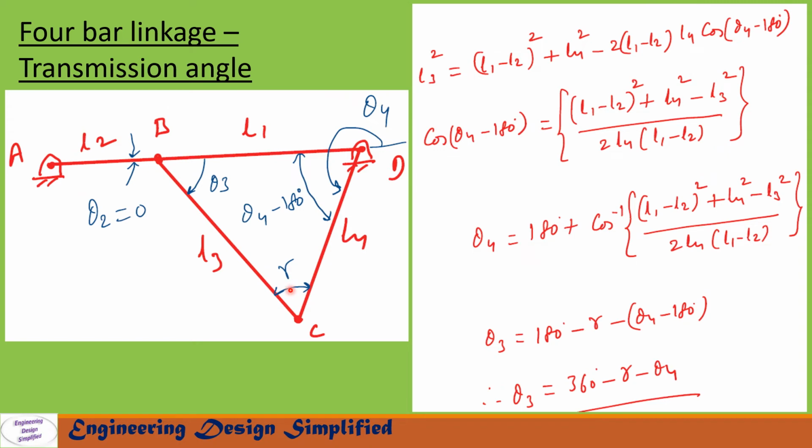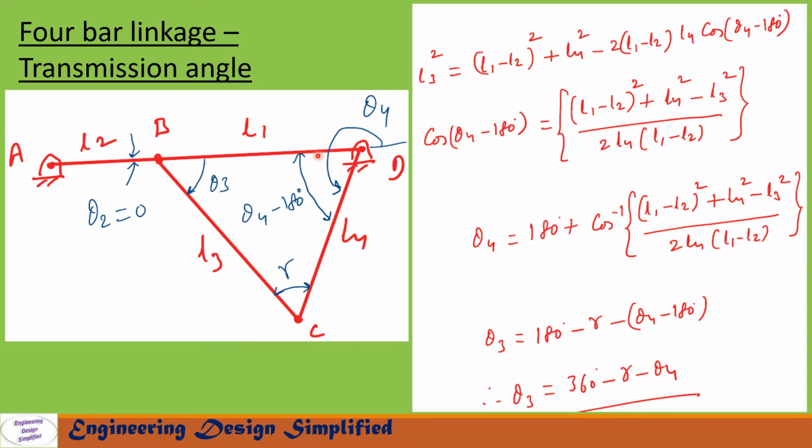At gamma equal to gamma minimum and theta 2 is 0, let us find the other two angles, that is theta 4 and theta 3. Again, from this triangle BCD, let us write cosine rule to find this angle theta 4 minus 180. L3 square equal to (L1 minus L2) square plus L4 square minus 2 (L1 minus L2) into L4 cos (theta 4 minus 180). After simplification, we get theta 4 equal to 180 degrees plus cos inverse of (L1 minus L2) square plus L4 square minus L3 square by 2 L4 into (L1 minus L2).